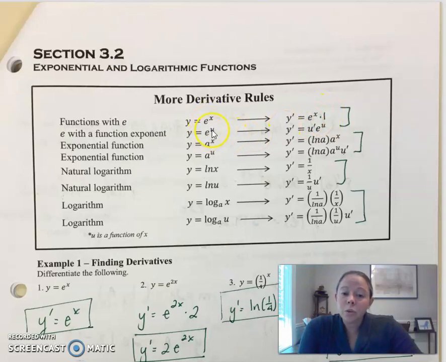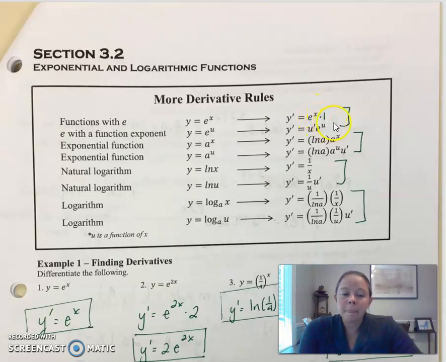Now if it's e to the u, it's the same thing, e to the u, just like we wrote e to the x, but then you have to multiply by the exponent. And u represents some function, so we'll just represent its derivative by u prime. So up here, e to the x was the same thing, but the derivative of x is just 1, because that's the slope of x, it's 1. So technically, you would just see e to the x, but we are multiplying by the derivative of the exponent, which is 1.